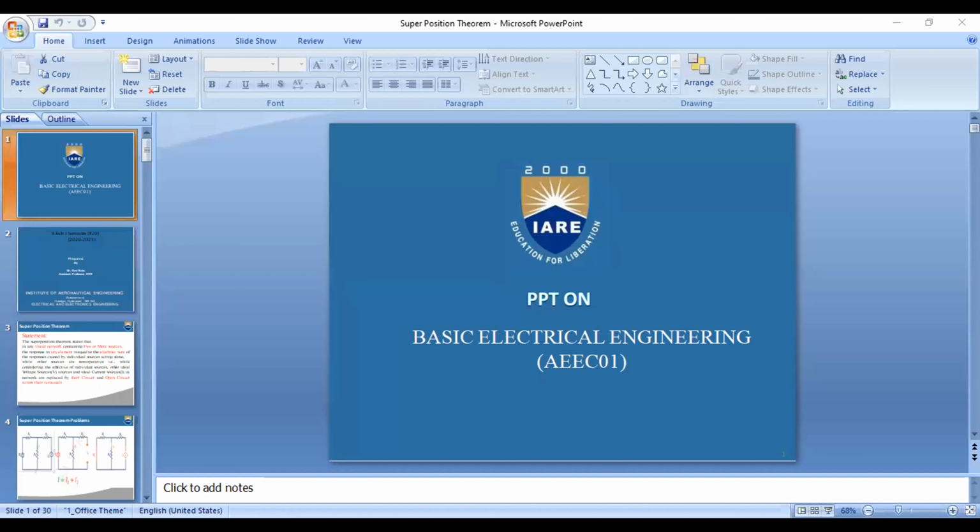Superposition theorem: in any linear network consisting of two or more sources, the response when the sources are operating together is equal to the response when they operate individually. That is nothing but the superposition theorem.